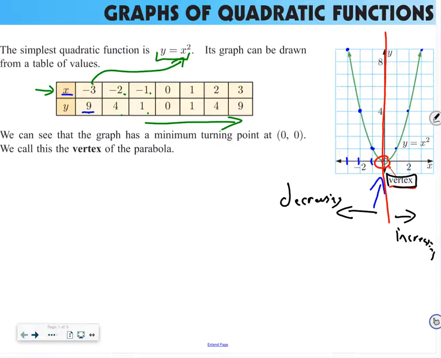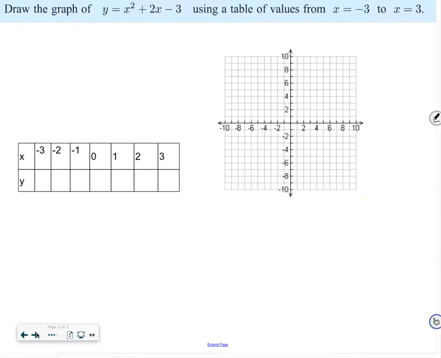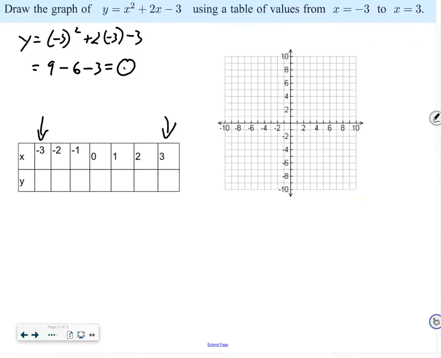So let's look at an example of how we can graph by using a table. Draw the graph y equals x squared plus 2x minus 3 using a table of values from x equals negative 3. So I started my table from negative 3 to 3. So I plug this in, I'm going to get y is equal to negative 3 squared plus 2 times negative 3 minus 3. This is going to be equal to 9 minus 6 minus 3, which is equal to 0. So at negative 3, I'm going to go ahead and graph that point. At negative 3, y is equal to 0.